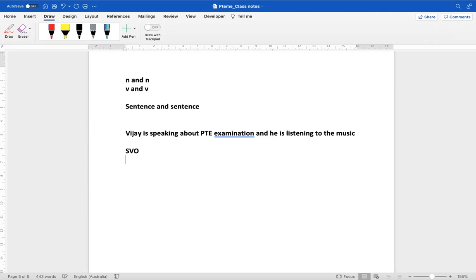Okay, what is the subject in the first sentence? Vijay is the subject, so this is subject, auxiliary verb and verb. So verb, speaking verb, and object. What is my object? PTE examination. So examination is my object.